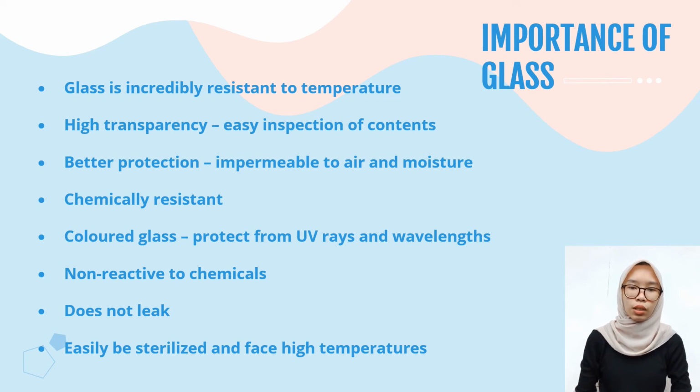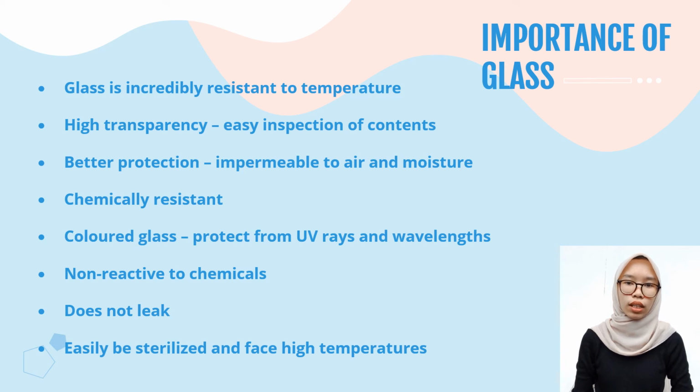Next, its high transparency allows easy inspection of contents. It also offers better protection because it is relatively impermeable to air and moisture. Glass is chemically resistant to most medicinal products. Colored glass, such as amber or red colored glass, can protect its content from ultraviolet rays and certain wavelengths. Not only that, but glass is also non-reactive to chemicals. The material will not jeopardize the content's purity even when its outside surface becomes exposed to other products and chemicals.